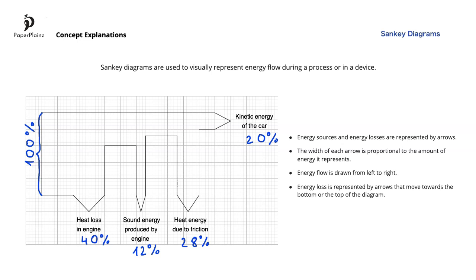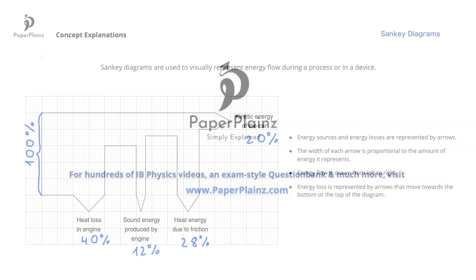In this example, we work with percentages, but you might also see Sankey diagrams where energy values are given in joules. A final point is that Sankey diagrams can also be used to show power transfer, and in this case, power values would be given in watts. This wraps up our discussion of Sankey diagrams.